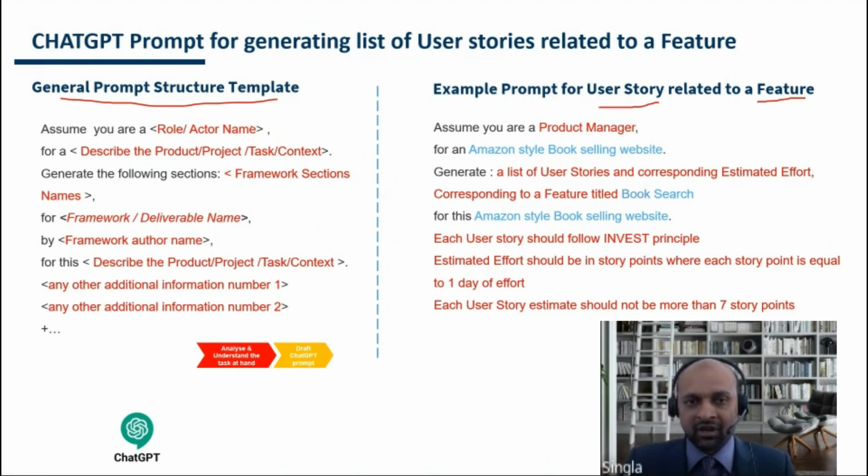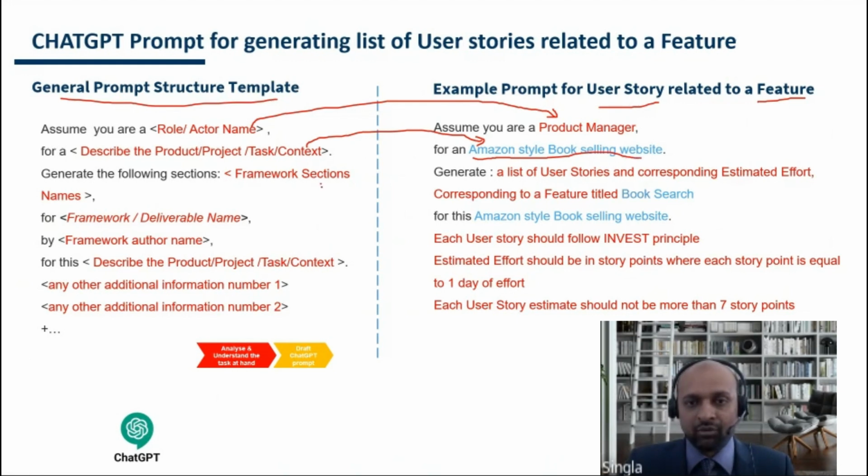In the first step, I've asked ChatGPT to assume the role of a product manager, because product managers tend to do this kind of work. Product managers or product owners tend to identify what the user stories are within a feature. Then the next step in the prompt is describing the project or product at hand. In this particular case, we are writing this feature for an Amazon-style book selling website.